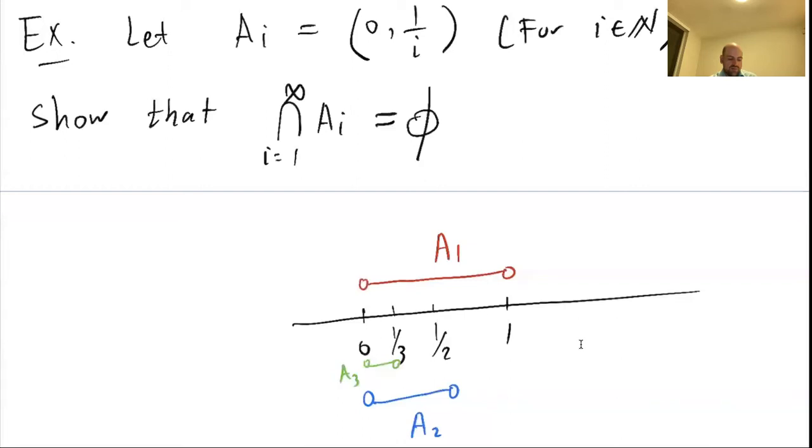So how can I prove this now? This was the idea that we use the real line to guess basically what the answer should be, but now we have to prove it. How can I prove it? So, proof by contradiction.